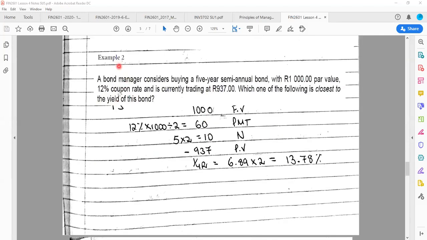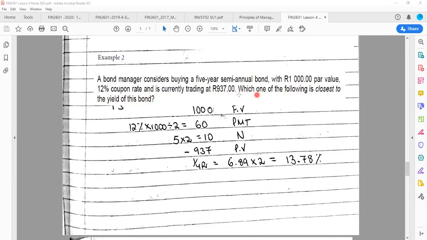Okay, let's look at example 2. This is slightly different. A bond manager considers buying a 5-year semi-annual bond with 1,000 rand par value, 12% coupon rate, and is currently trading at 937. Which of the following is closest to the yield to maturity of this bond? So here we put 1,000 as our FV, that's the par value.